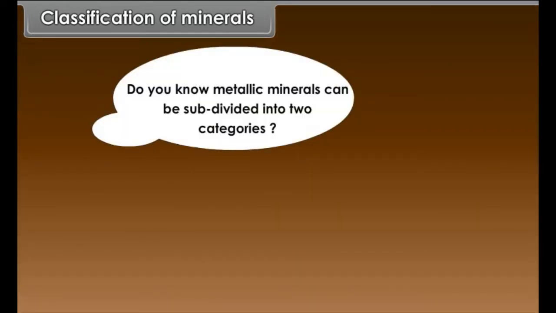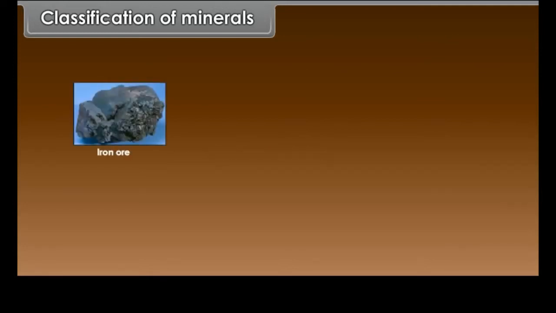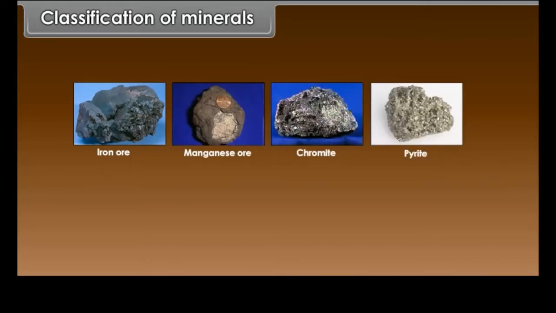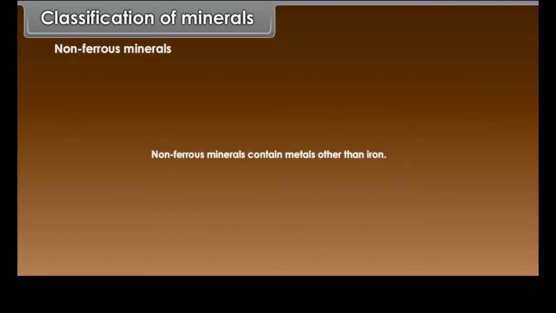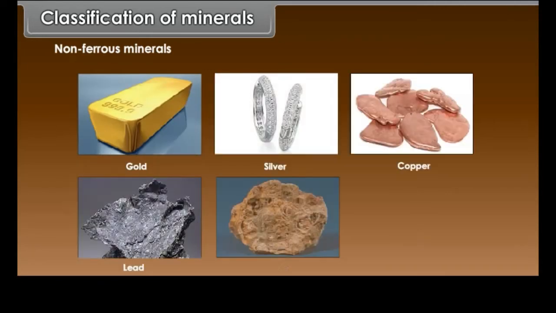Do you know, metallic minerals can be subdivided into two categories: ferrous and non-ferrous minerals. Ferrous minerals are iron-based minerals. Example: iron ore, manganese ore, chromite, pyrite, tungsten, nickel, cobalt. Non-ferrous minerals contain metals other than iron. Example: gold, silver, copper, lead, bauxite, tin.